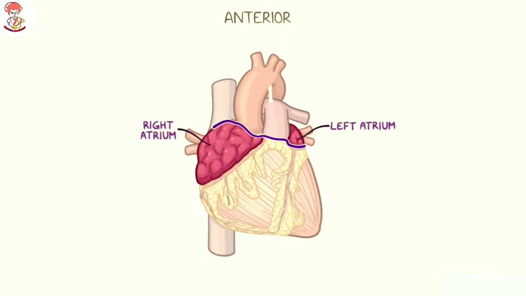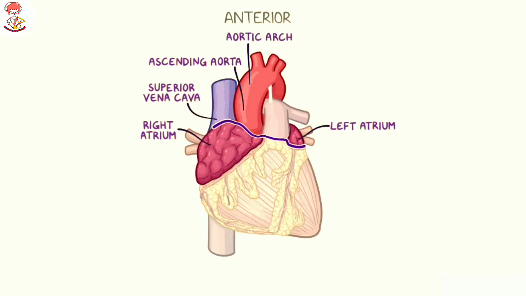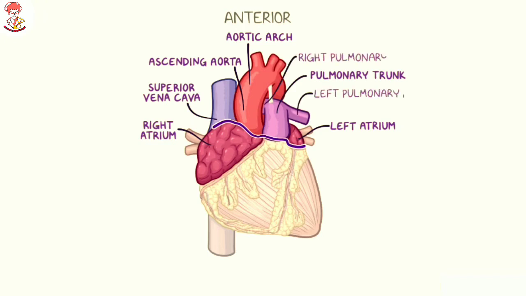Along the superior border from right to left, there is the superior vena cava, which enters the right atrium. Then there is the ascending aorta, which emerges from the left ventricle and then curves posteriorly to form an arch called the aortic arch. Finally, there is the pulmonary trunk and its two branches, the right and left pulmonary arteries, with the right pulmonary artery going under the aortic arch.